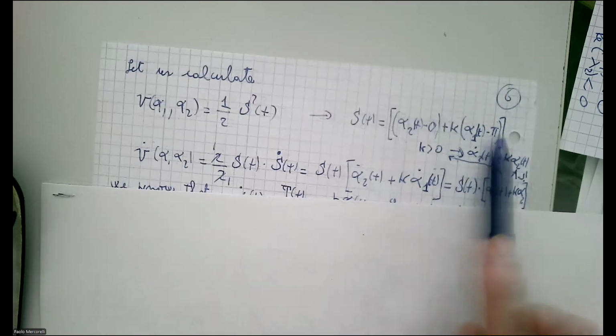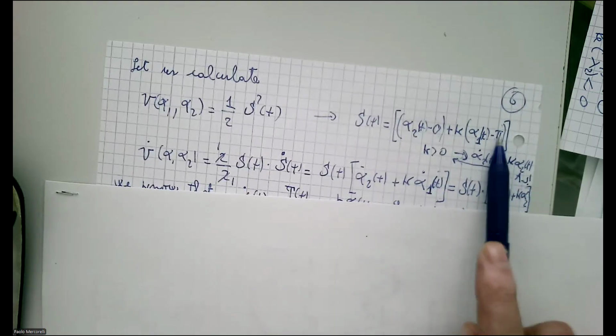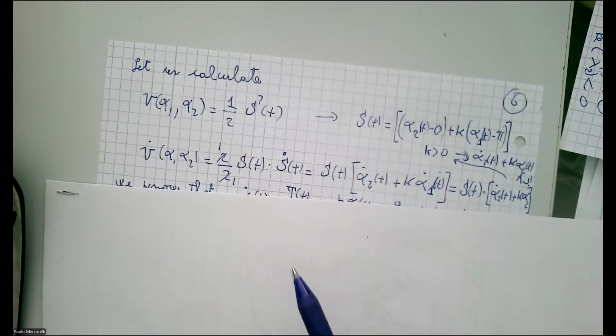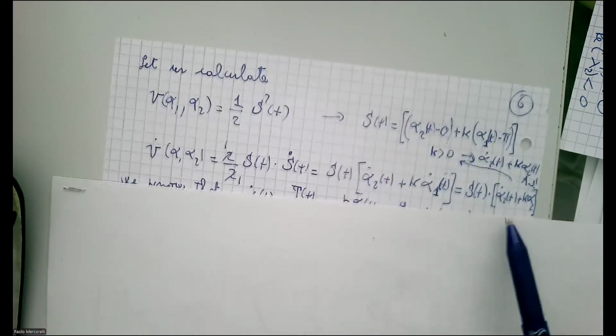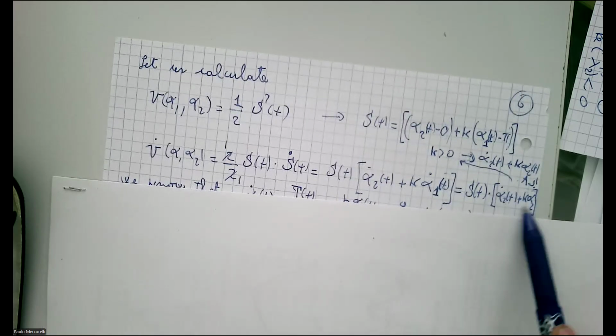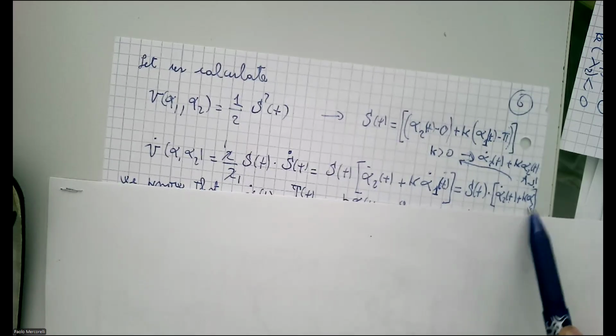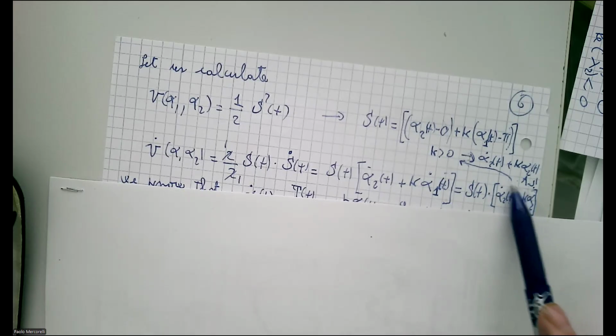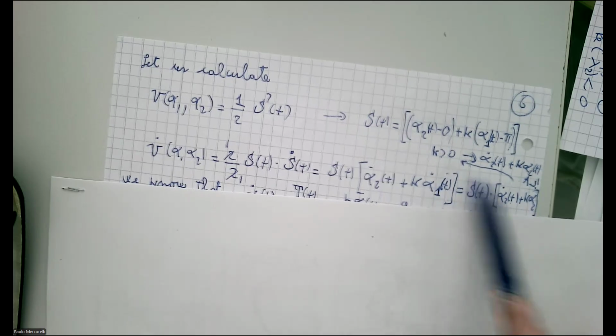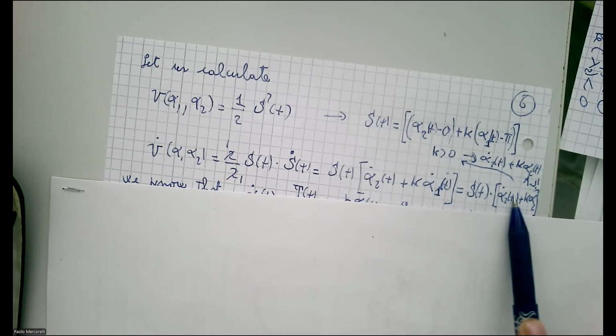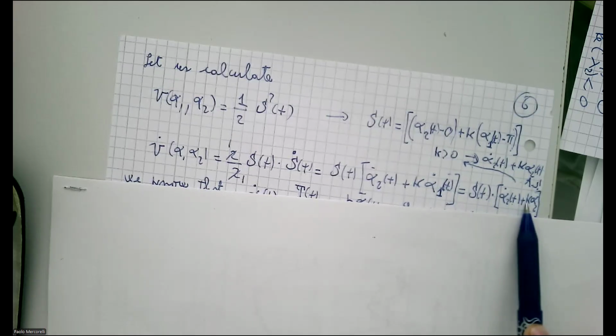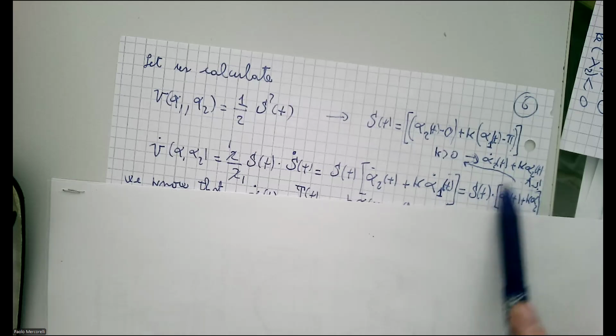The derivative of this expression is this expression here because the derivative of pi is 0. Basically, instead of alpha 1 dot, I put alpha 2. We can see. Why must K be positive? We can see now, because otherwise, if it's not positive, I have here an unstable dynamics.